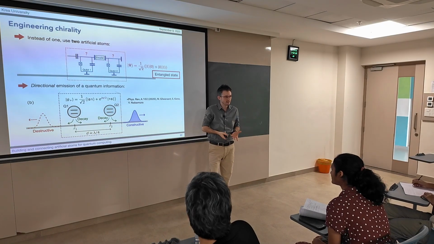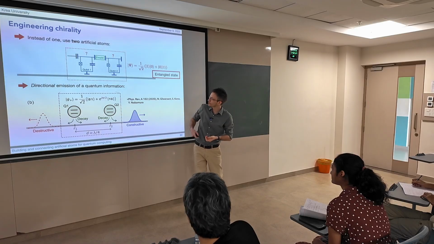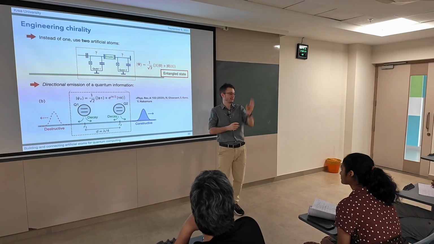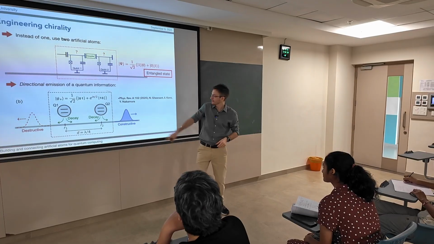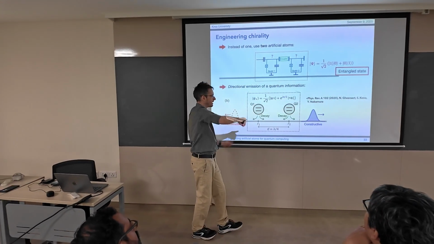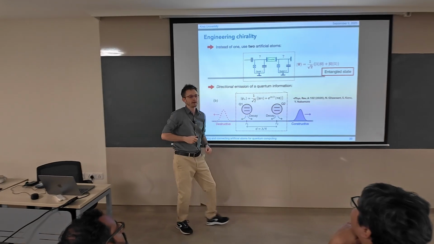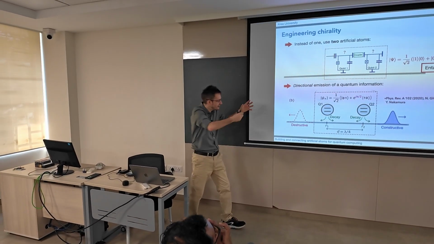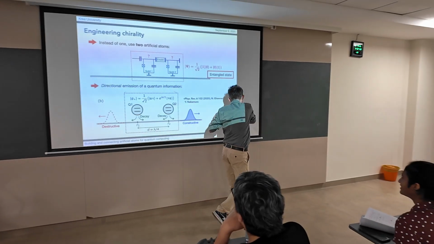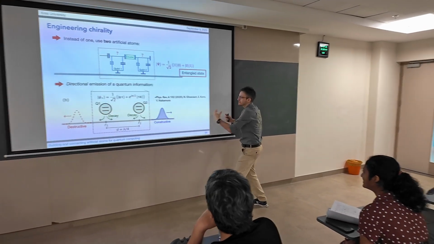So what we have engineered, my proposal, is to create a chiral object, a device. But that object cannot be a single qubit. It has to be two qubits, coupled together, creating that specific state, and that will lead to a directional emission. So now, thanks to this device, we can emit quantum information in a specific direction in a quantum network.